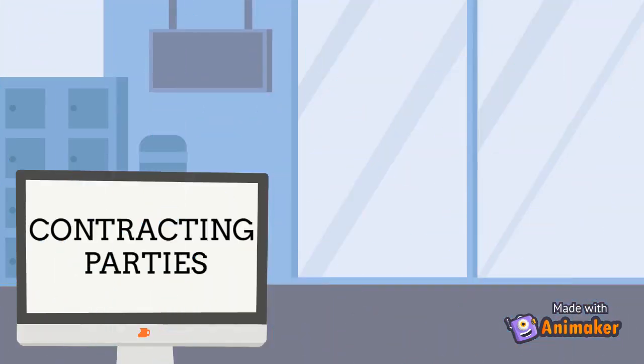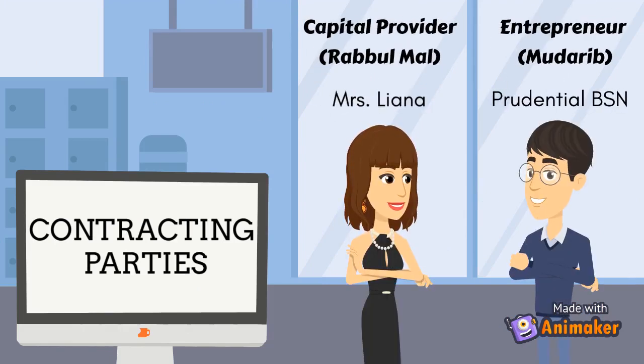Based on the modus operandi, there are two contracting parties involved in the Mudharabah contract. Rabbul Mal, which is the capital provider, is Mrs. Liana, while Prudential BSN acts as a Mudharib, which is the entrepreneur.